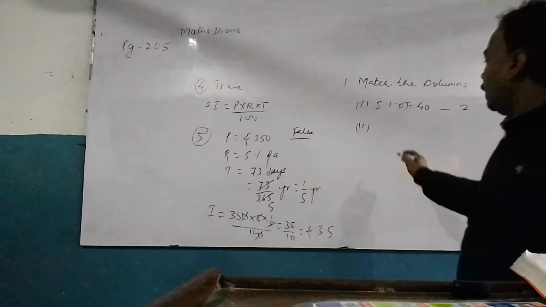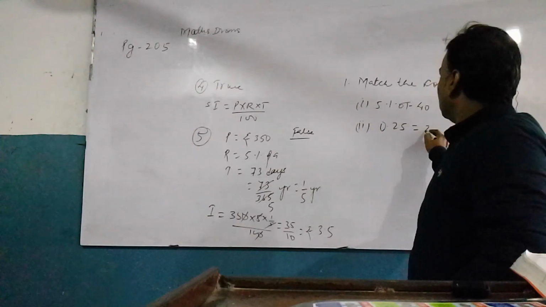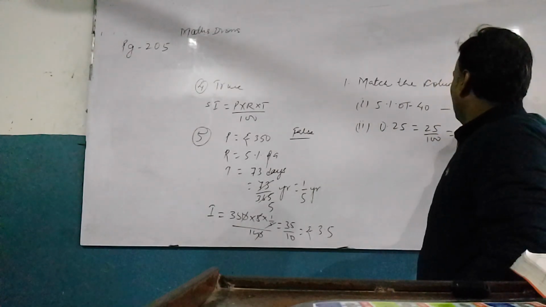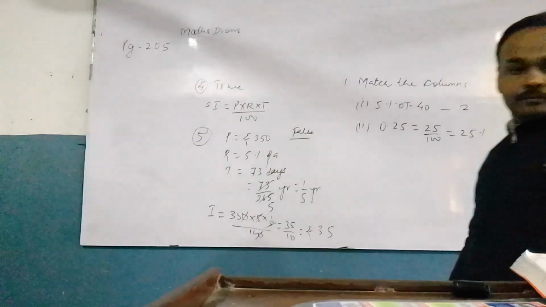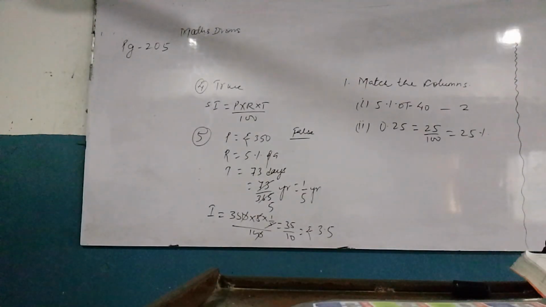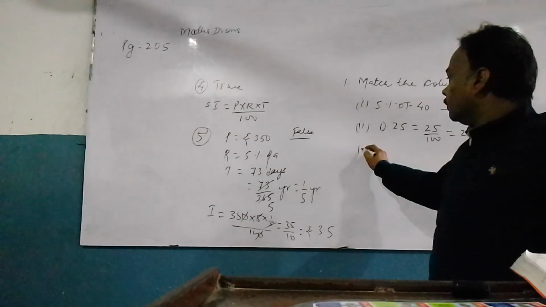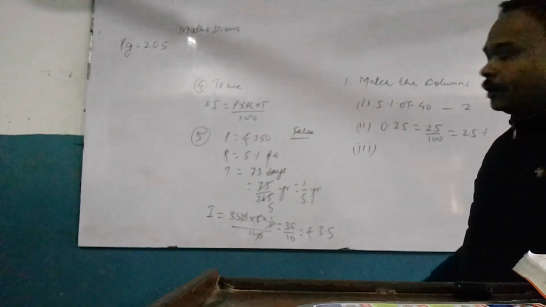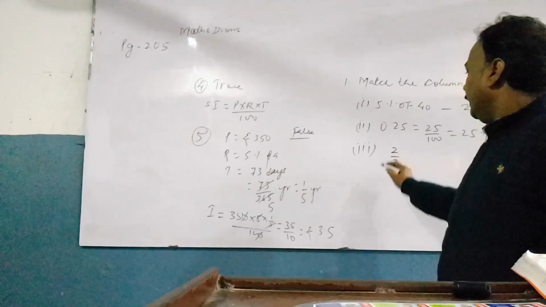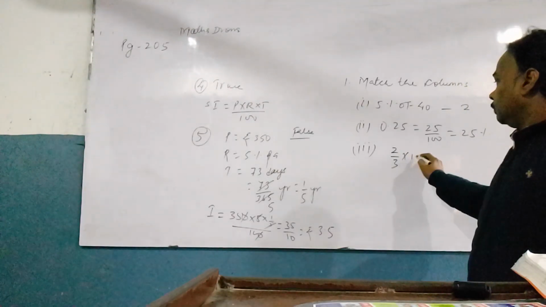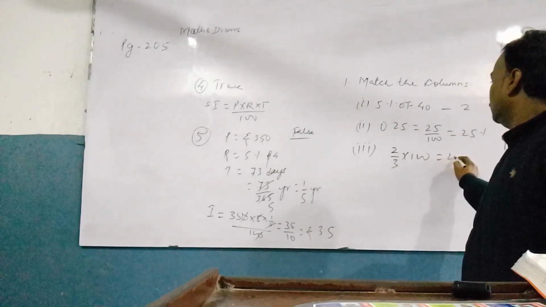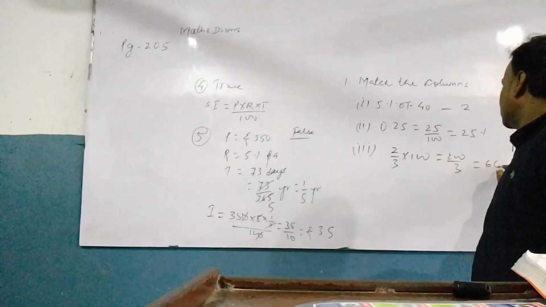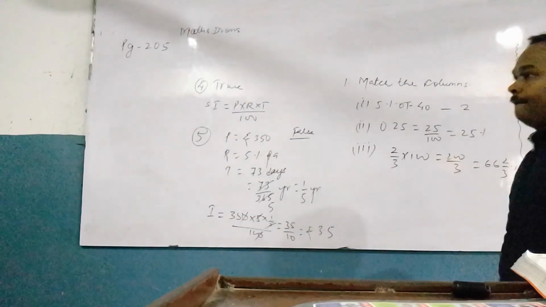0.25. 0.25 means what? 25 by 100, which is equal to 25%. So 1C, 2D. Question number 3rd. 2 by 3. 2 by 3 is what? In percentage it is 2 by 3 into 100 is equal to 200 by 3 is equal to 66 whole 2 by 3%.